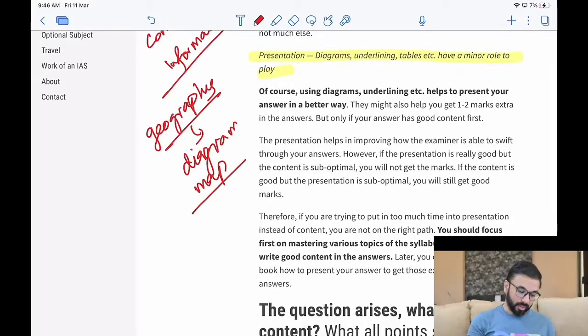Of course diagrams help you to present something in a better way where it is required, but it is not necessary that you need to do it in every particular question.